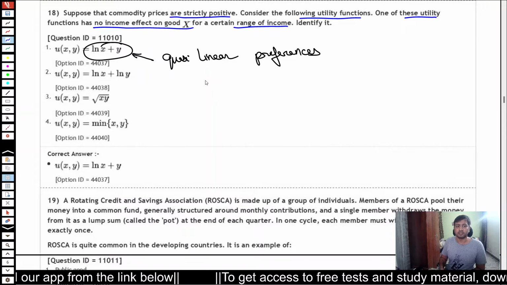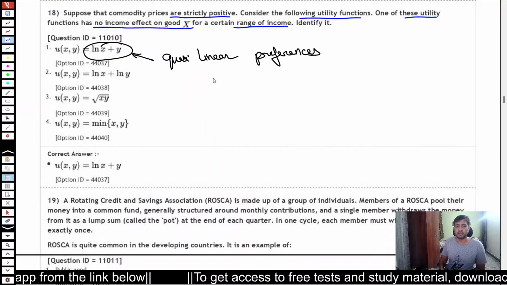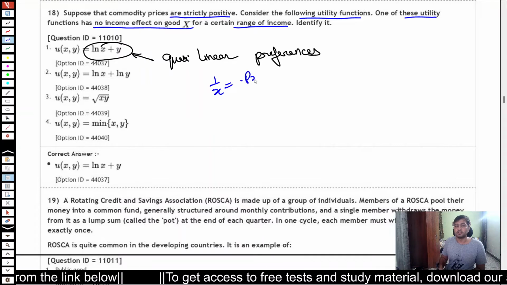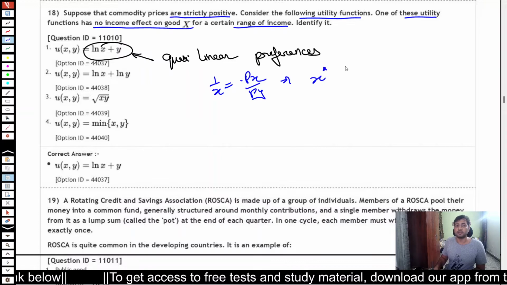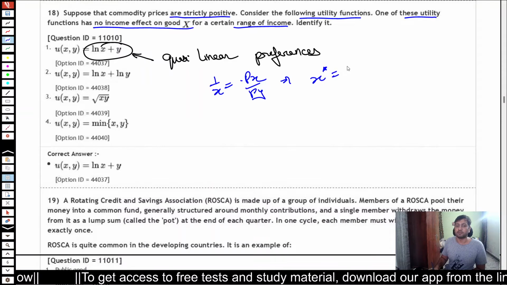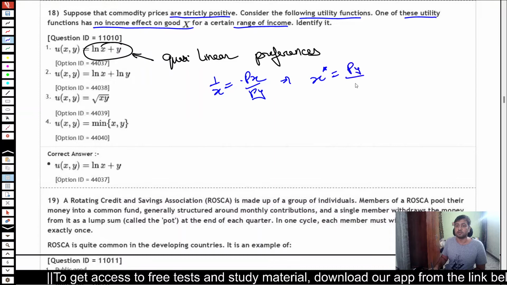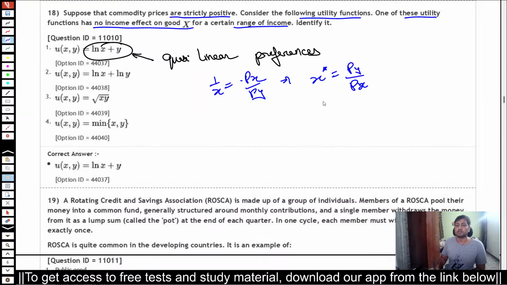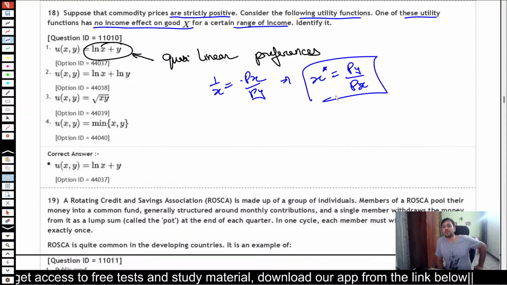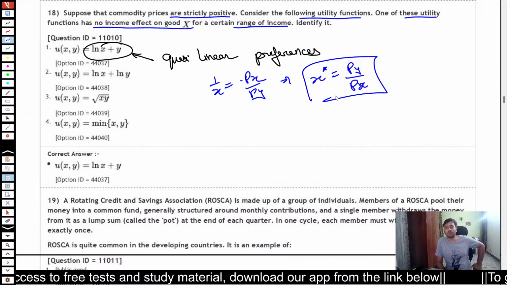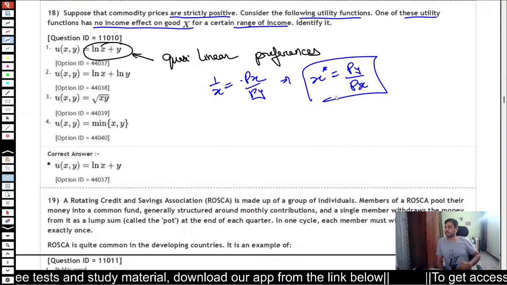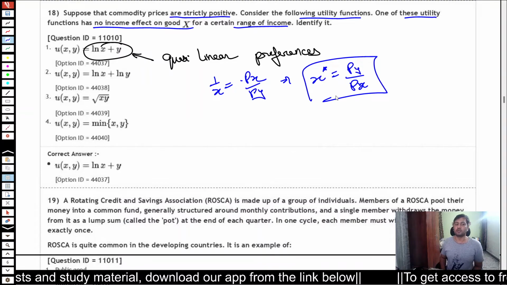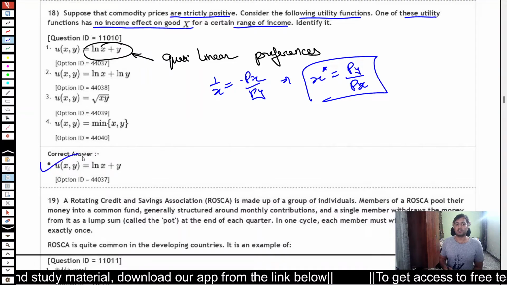So इसका अगर हम MRS निकालेंगे, so MRS will be 1 by X, which is equals to Px upon Py, which implies X star, the optimum amount of good X that you consume, must be equal to Py upon Px. So that is your optimum amount of good X. So if you are able to purchase this much amount of good X, उसके बाद any additional income you would only spend on good Y, you will not spend it on good X. So that's your correct answer.